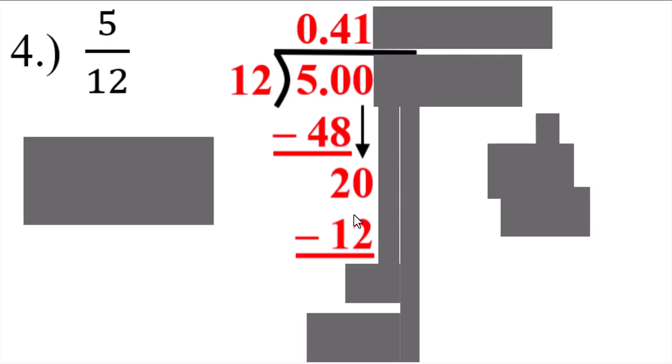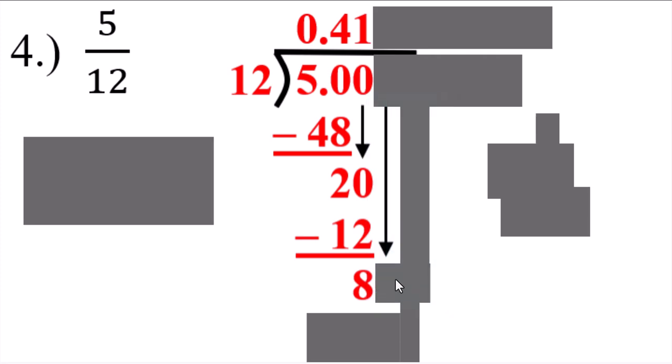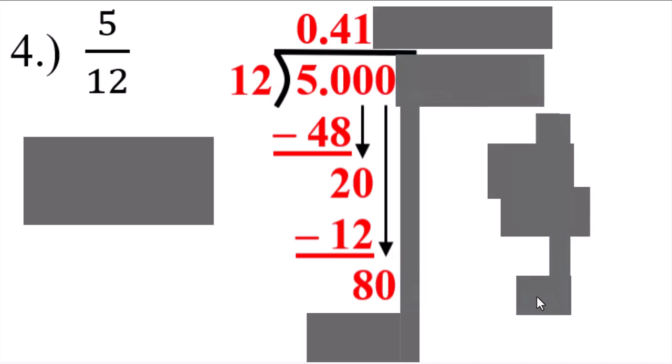Subtract. I'm going to do this mentally again. How far is 12 from 20? It would be 8 away. Is 8 less than 12? Yes, it is. So I put another 0 and I bring it down because I haven't noticed a repeating pattern here yet. And I haven't gotten a remainder of 0 either.